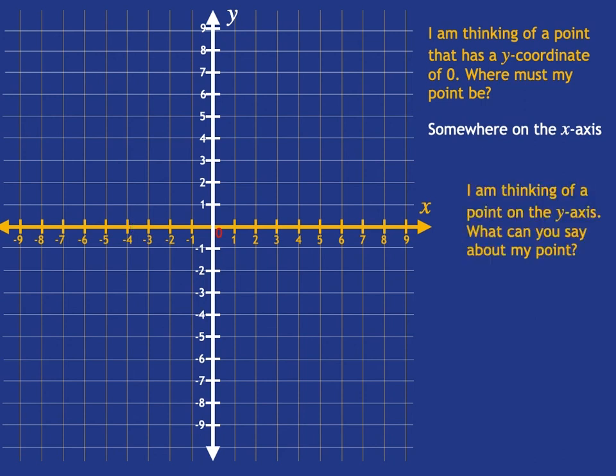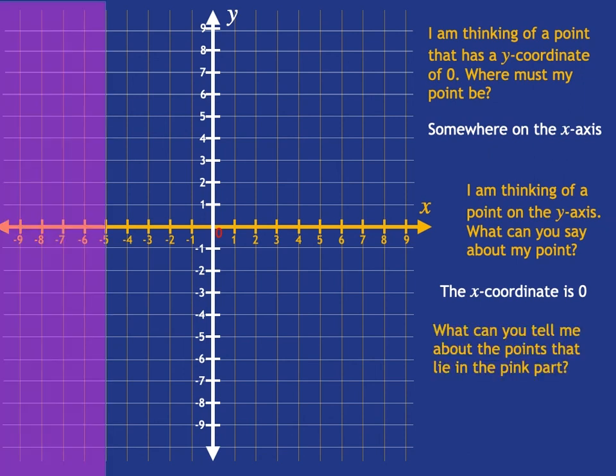All right, what if I were thinking about a point on the y-axis? What can you tell me about my point? Well, if I'm sitting on the y-axis, the y value doesn't have to be anything specific, right? There are many different y values on the y-axis. The thing that doesn't change is the x value. On the y-axis, the x value is always going to be 0, because when you're on the y-axis, you haven't moved anywhere to the left or to the right.